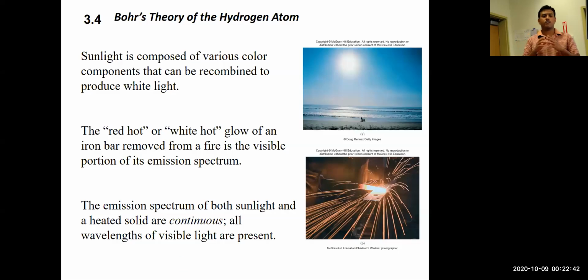Hi, this is part 4 of chapter 3 lecture. In this part, we are going to discuss, obviously, as the title says, Bohr's theory of hydrogen atom. This is another crucial part of this chapter in our understanding of quantum theory and electronic structure of atom.